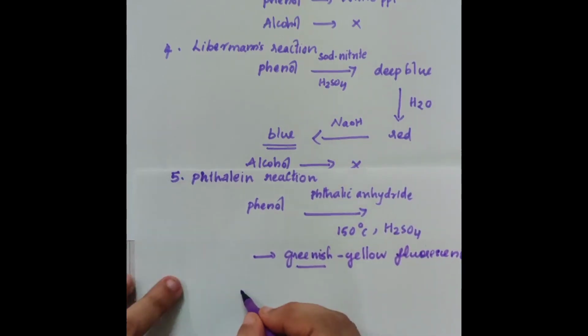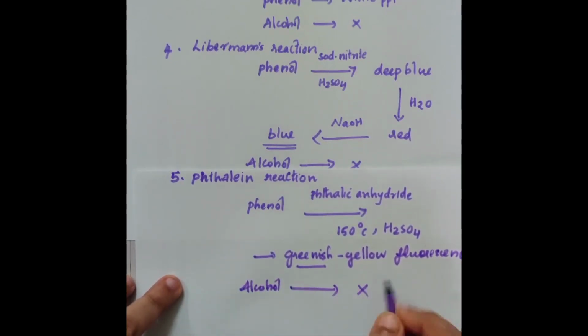But what about alcohol? There is no such reaction with phthalic anhydride, but phenol gives a greenish yellow fluorescence.